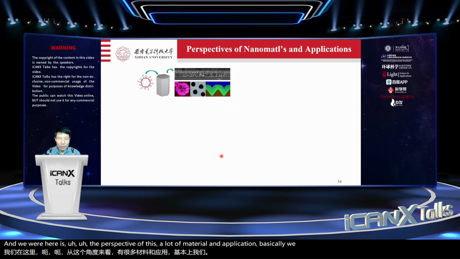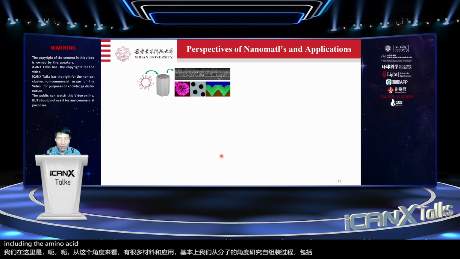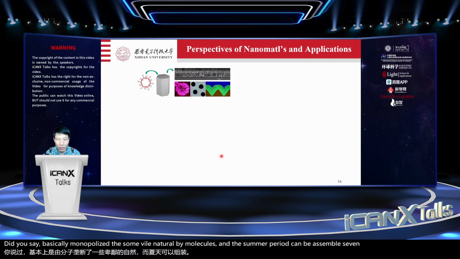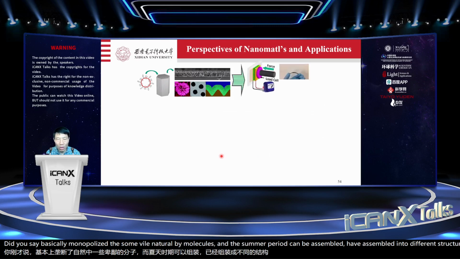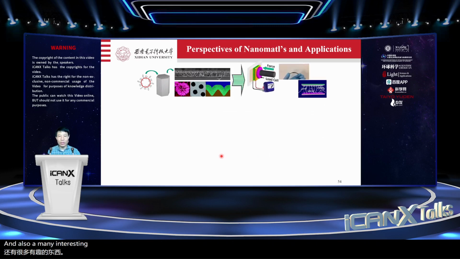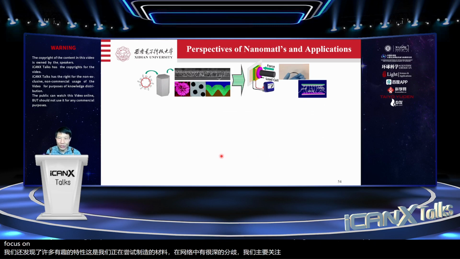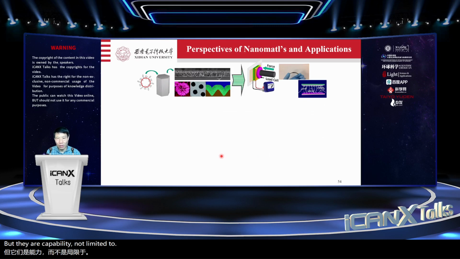And here is the perspective of this nanomaterial and its applications. Basically, we studied the self-assembly process from biomolecules, including amino acids and peptides, etc. These are natural biomolecules, and this material can be self-assembled into different structures, and many interesting properties have also been discovered from this material. We try to fabricate different devices. In today's talk, we mainly focus on the energy harvesting device, but their capability is not limited to that. They can also be fabricated into some other devices as well.